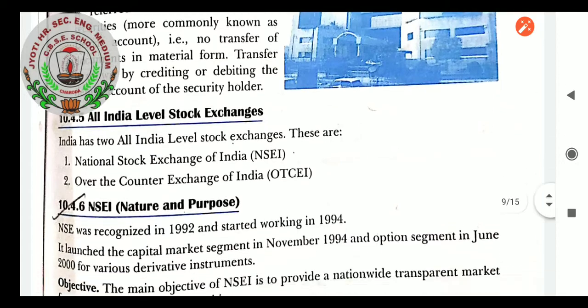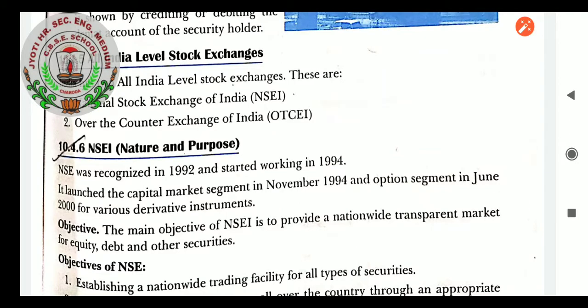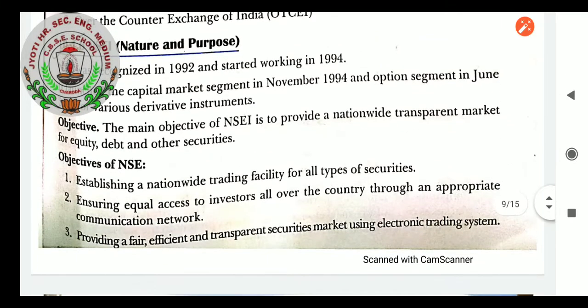When we talk about the National Stock Exchange of India, it was recognized in the year 1992 and started working in 1994. It means it commenced in 1994, though it originated in 1992. It launched the capital market segment in November 1994 and the option segment in June 2000 for various derivative instruments. The objective was to provide a nationwide transparent market for equity, debt and other securities. That is the main aim of the National Stock Exchange of India.